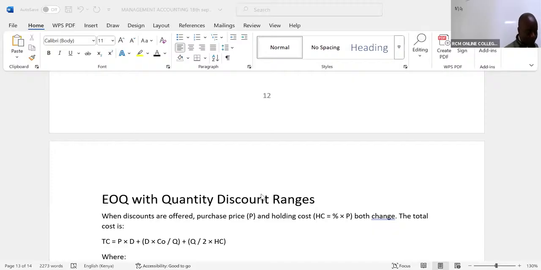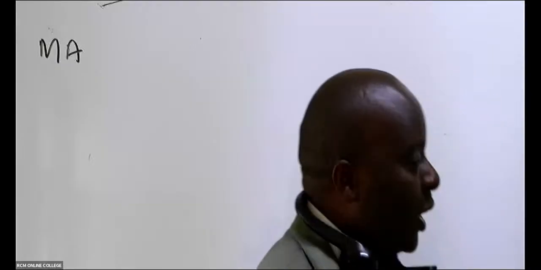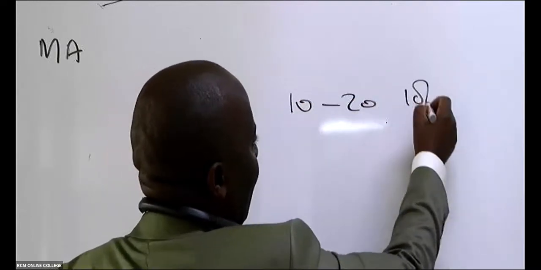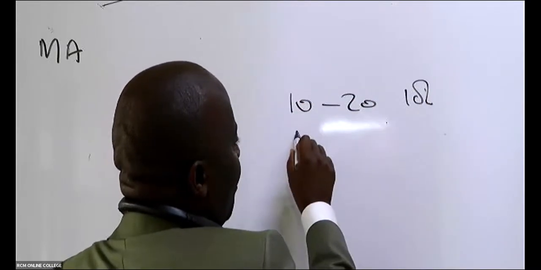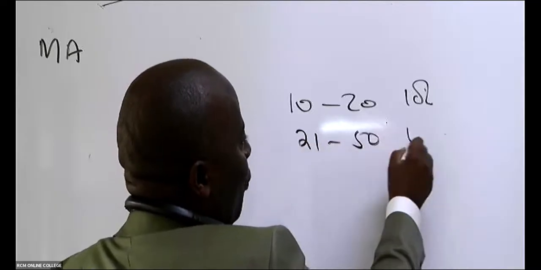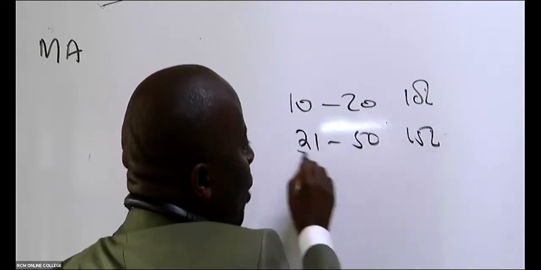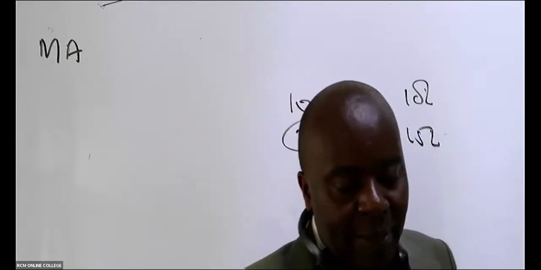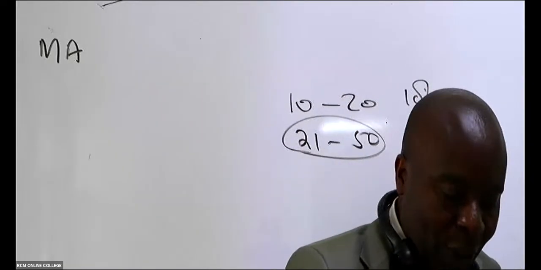Quantity discount ranges, remember, is where the examiner tells you that if you procure goods between this and this, you get like 10%. If you procure goods between maybe 21 to 50, you even get more discounts. So when you have these kind of ranges, what are you going to be doing in an exam situation? That's what we want to look at today.